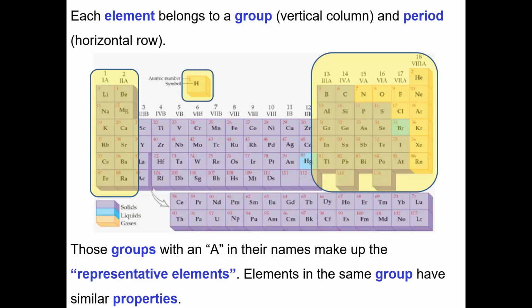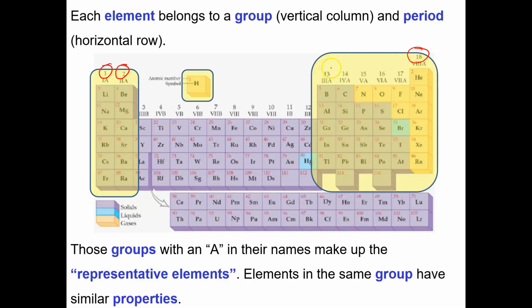So in the modern version of the periodic table, every element belongs to a group, which is a vertical column, and a period, which is a horizontal row. Now, the groups are normally labeled in two ways. They're labeled with regular Arabic numerals 1 through 18, and that's the sort of official naming scheme, if you will. This is the one recommended by the International Union of Pure and Applied Chemists.